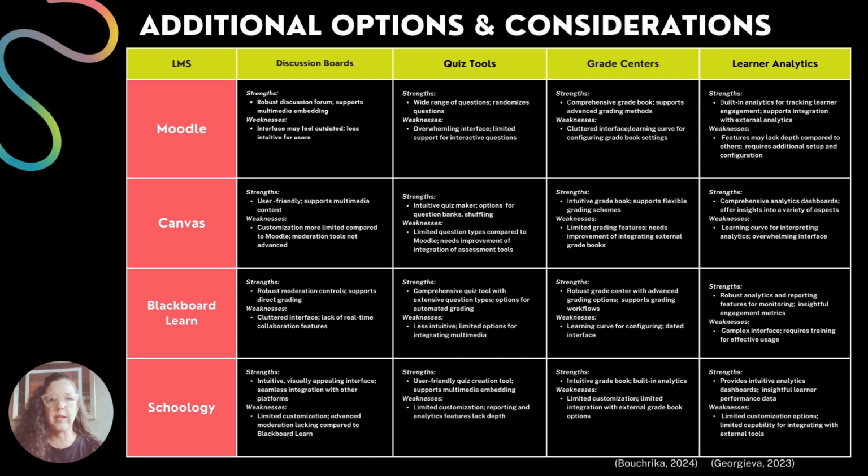So what you see here is a chart that is comparing some additional options and considerations that should be taken into account as you're making your decision for the LMS that works for you. Of course, it's going to be comparing Moodle, Canvas, Blackboard Learn, and Schoology. And the things that are compared include discussion boards, quiz tools, the grading centers, as well as the learner analytics. And you will see for each one the strengths and weaknesses listed for each of these LMSs.